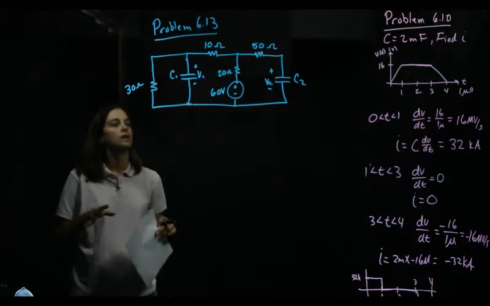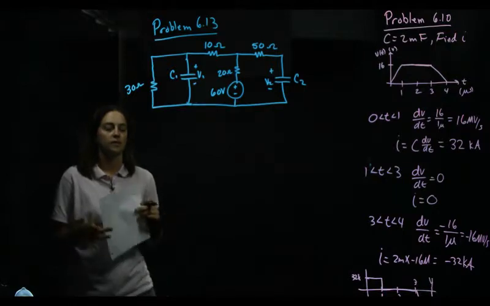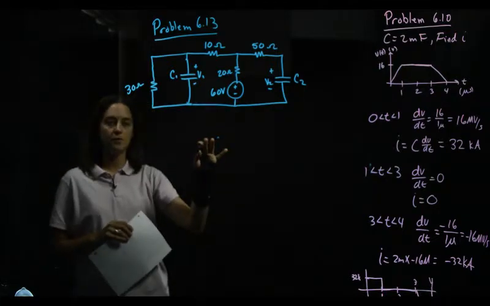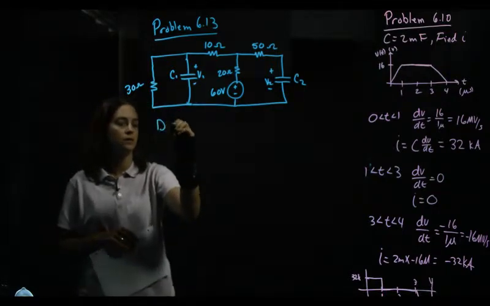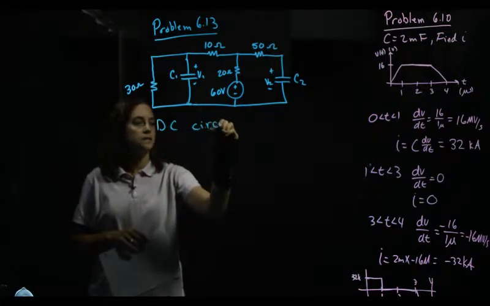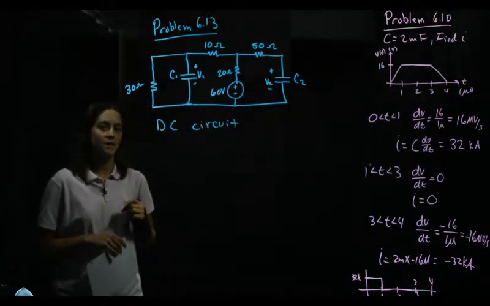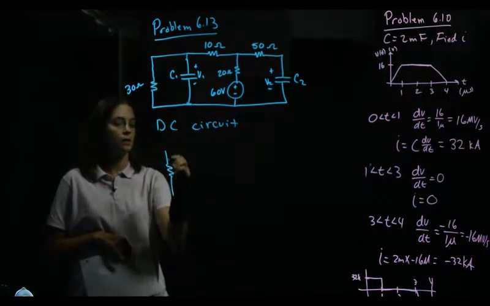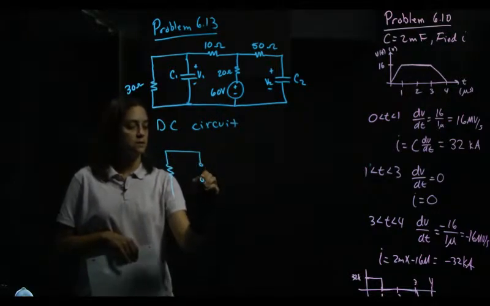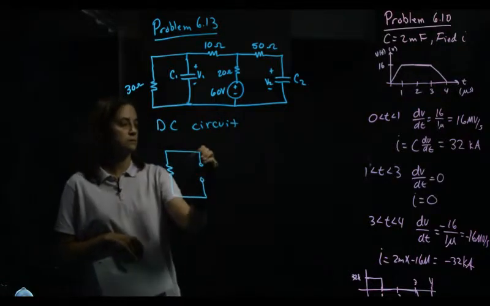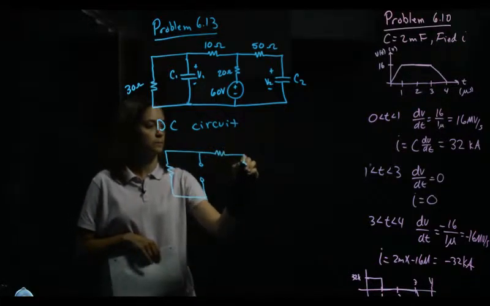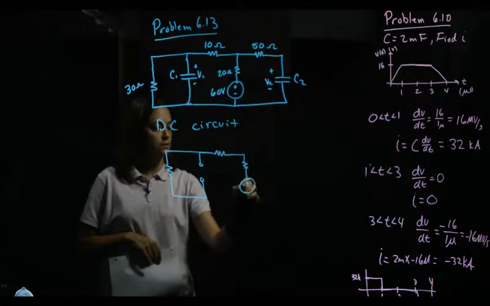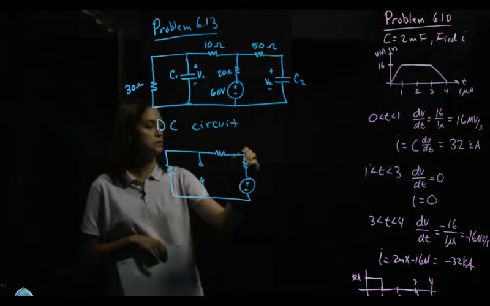So if we look, this is a total DC circuit, right? Everything in here is DC. I have no AC components. If I have a DC circuit, I know that a capacitor acts as an open. So I can redraw this circuit with those capacitors as open circuits. That's all I'm doing, is replacing the capacitors with opens.